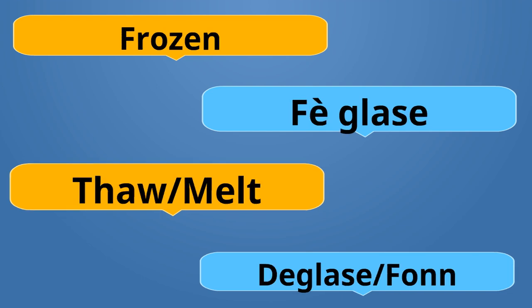Now we have frozen, okay? When something is frozen, it turns into ice. Okay, we say faire glace, it makes ice, it turned into ice. The opposite for frozen is thaw or melt, okay, which is déglacer or fondre in Creole, okay. Déglacer, we de-ice it, or fondre is melt.